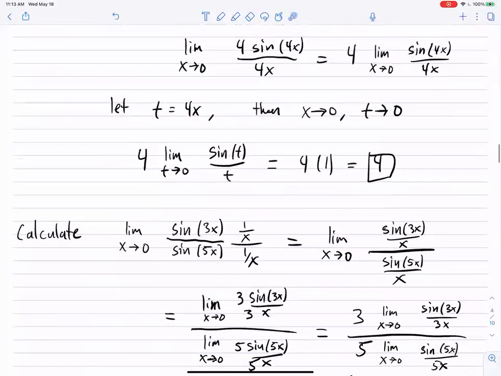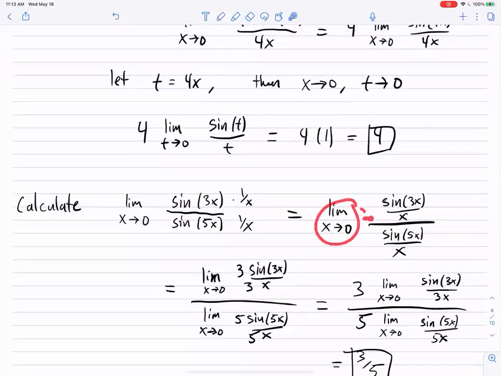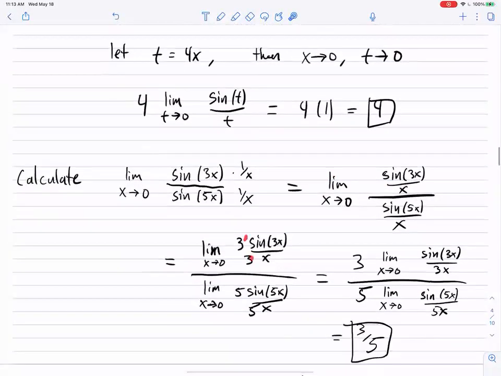Another type of limit we could do, maybe I'll erase this real quick. Let's say I wanted to calculate this limit, sine of 3x over sine of 5x. Well, I can multiply top and bottom by 1 over x, both of them. And then I get the limit as x approaches 0 of sine of 3x over x and sine of 5x over x. Then I can multiply top and bottom by 3 there, top and bottom by 5 there. And then pulling out this 3 and pulling out this 5.